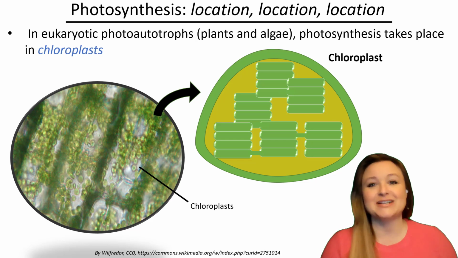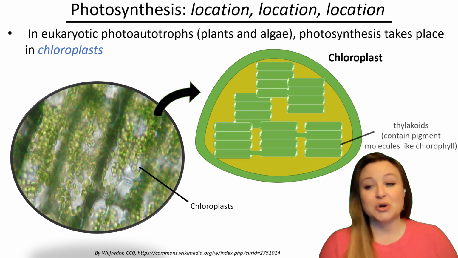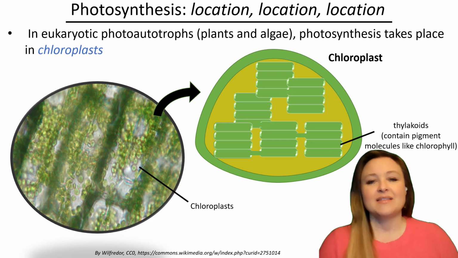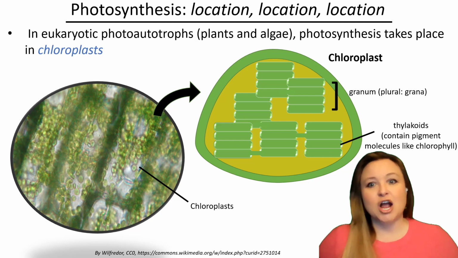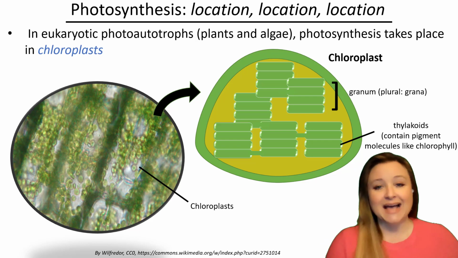There's a system of membranes inside of those, and those are known as the thylakoids. The thylakoids contain the pigment molecules like chlorophyll that are going to absorb energy from the sun. Now the thylakoid membranes sort of come together and form these little stacks. A stack is known as a granum, and plural is grana. So here we see there are 6 grana in this chloroplast.